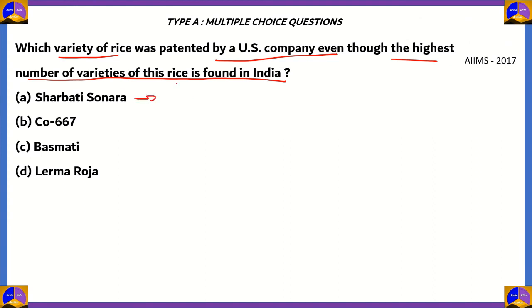Sonata, this is a GM variety. This was a hybrid variety of wheat found in India, so option A is incorrect. If you look at option D, Larma Roja, which this is again a variety of wheat found in Mexico, which was enhanced by Dr. Norman Borlaug, so option D is incorrect. If you look at option B, CO667, that is also not the variety of rice that was produced, because the right answer is option C, Basmati rice. So variety of rice patented by a US company.